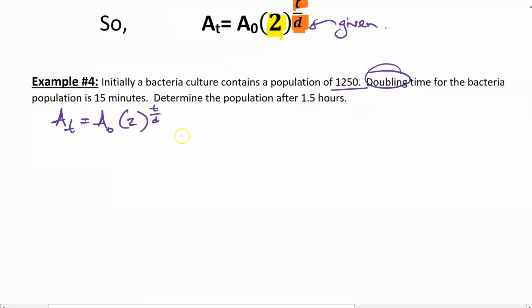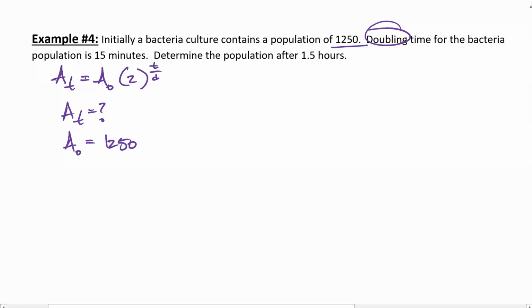We are trying to figure out the amount that's going to be remaining, so we are trying to find AT, so that's great. That is unknown, but what about everything else? A initial, which you start with, is 1,250 bacteria. And the doubling time, D, is 15 minutes. Determine the population after 1.5 hours. T is equal to 1.5 hours.